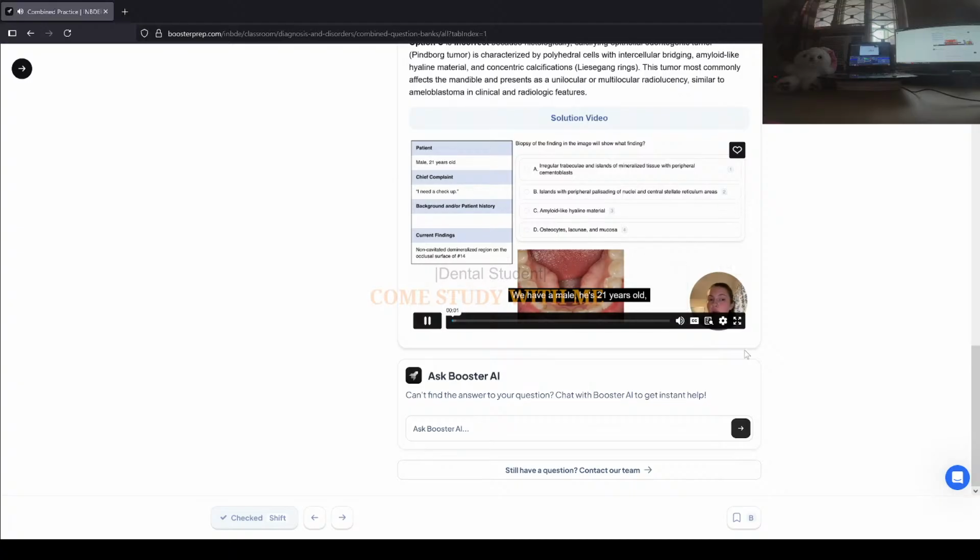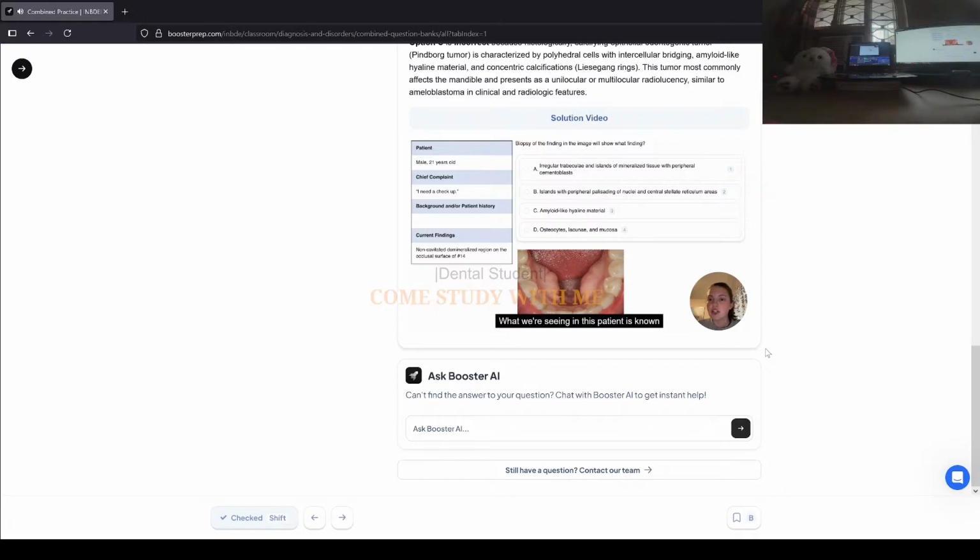We have a male, he's 21 years old, and he says, I need a checkup. We notice a non-cavitated demineralized region on the occlusal surface of number 14, and we're given an image of the floor of his mouth. And we're asked, a biopsy of the finding in this image would show what? Honestly, the only thing we need to answer this question is this image. We don't even really need the patient box. But before we can determine what will be in the biopsy, we need to determine what we're looking at.